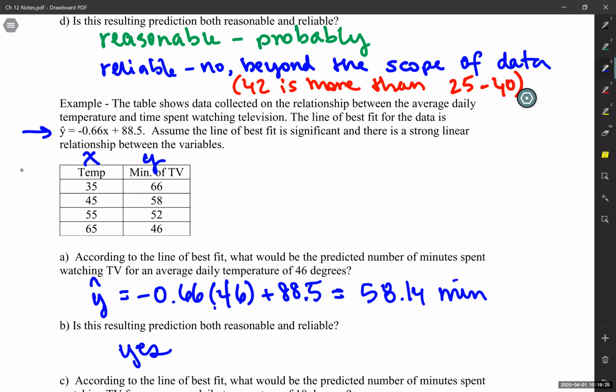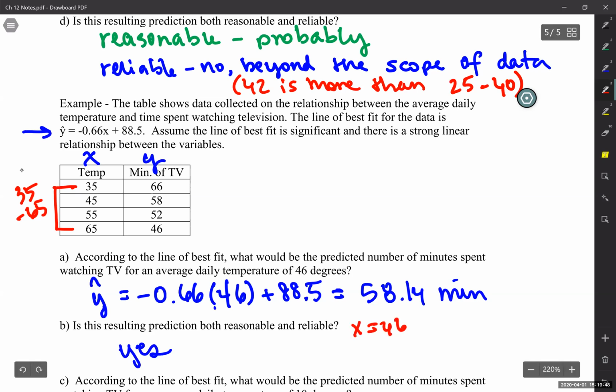Is it reliable? So let me go back to the temperature. I'm only comparing the x's when I'm asking if it's reliable. And my x's go from 35 to 65. So 46, in this example we're using 46, then yes, it is. So it is reasonable. And then reliable, yes.